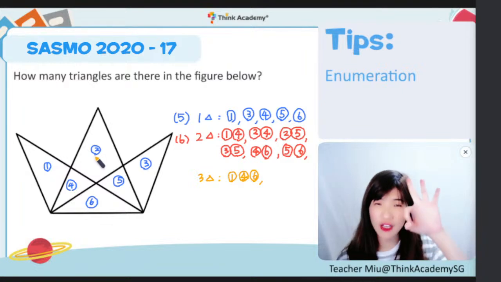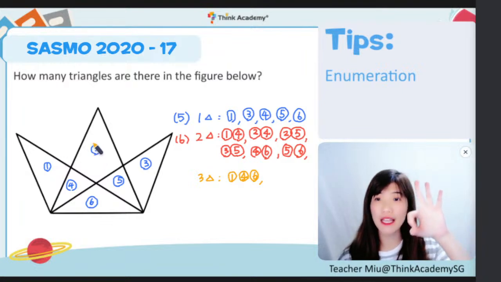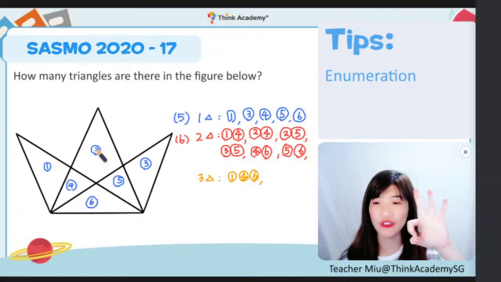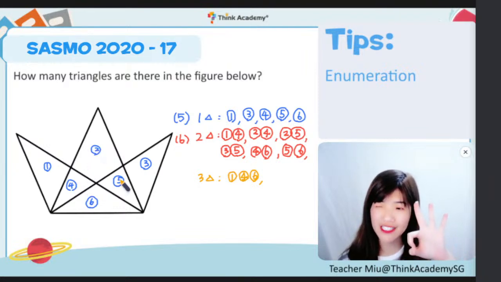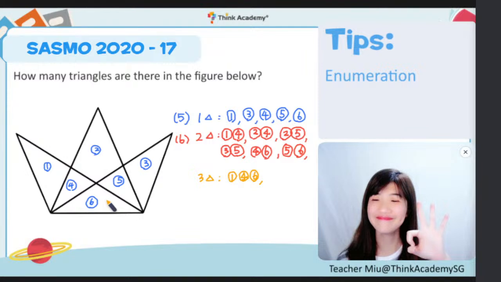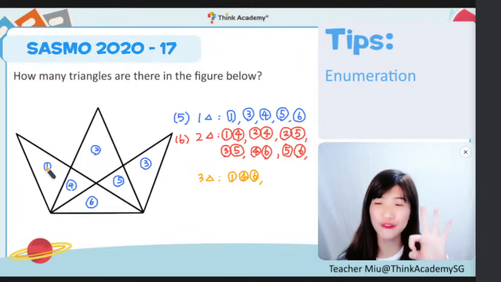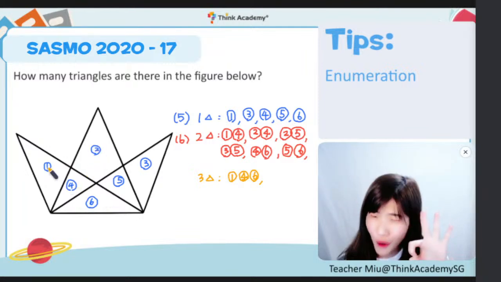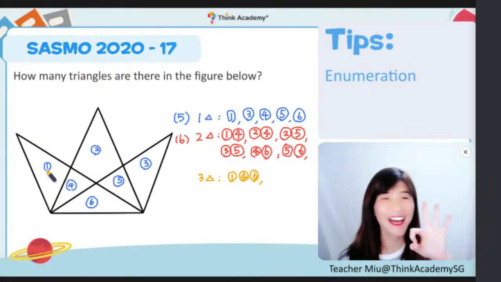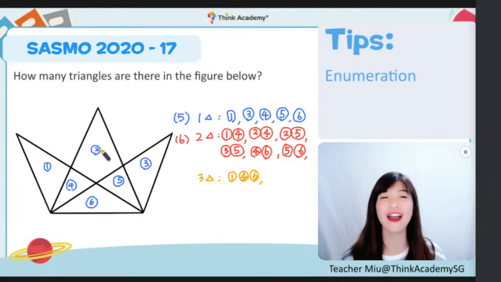Can 3 parts of the shapes make a bigger triangle with 2? Only 3 parts. Let's say 2, 4, 5. Is this a triangle to you? No. Let's say 2, 4, 6. Is this a triangle to you? No. And let's say 2, 4, 3. Is it a triangle? 2, 4, 1. Is it a triangle to you? Also no, right? Which means 2 cannot make any triangles with only 2 more parts.